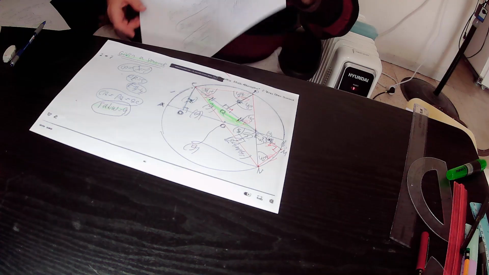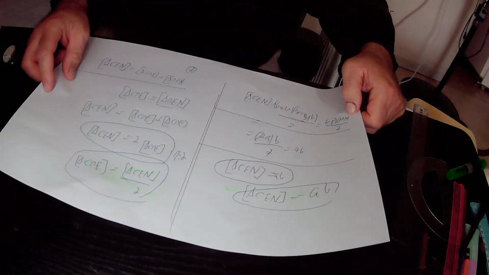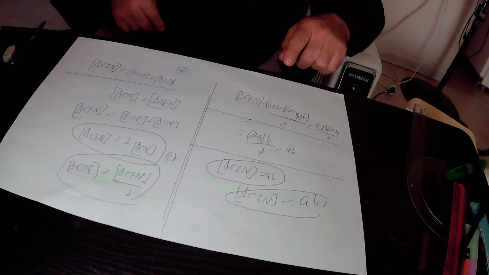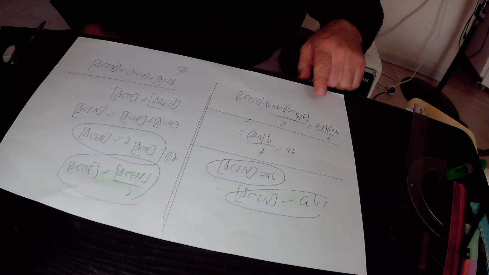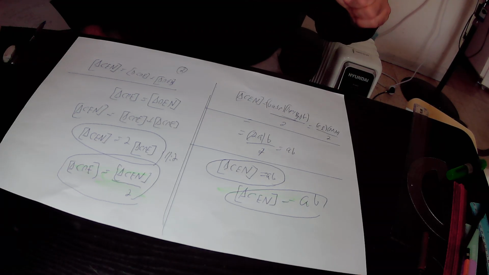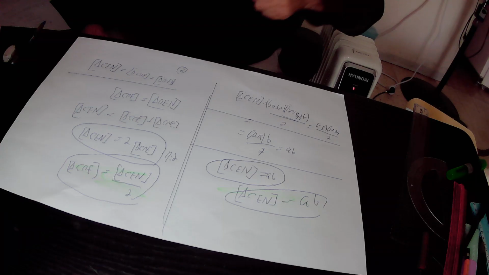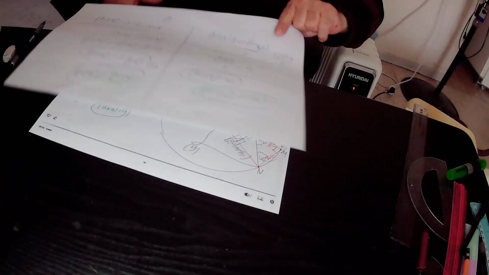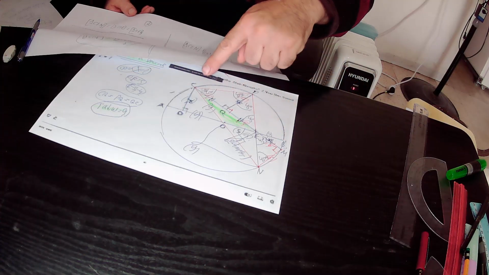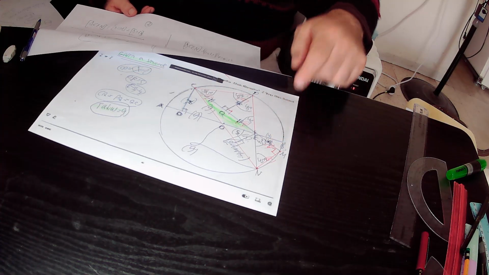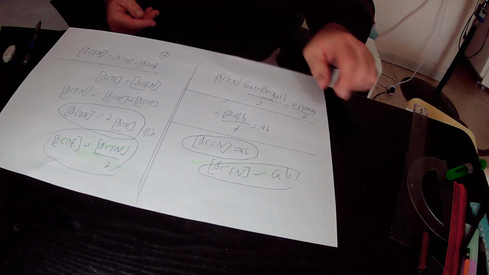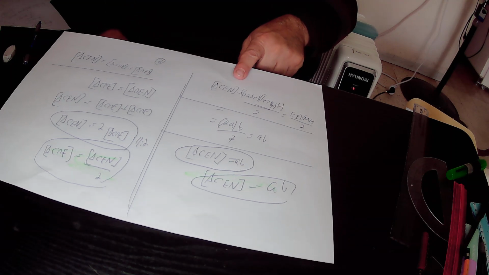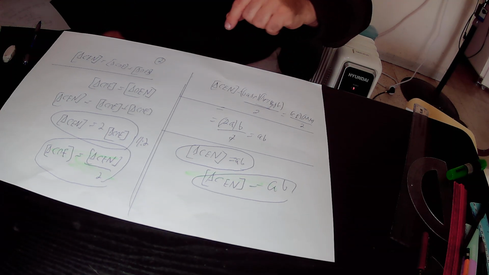So in total, the area of the big triangle CEN equals the base CE times the height to the base MN. MN is the height to the base because it creates a right angle with the extended base CE, that is CM. This is the right angle. So the area of the big triangle CEN equals CE times MN over 2.